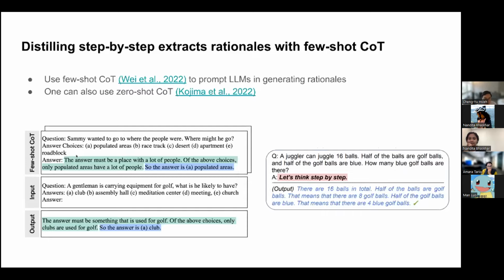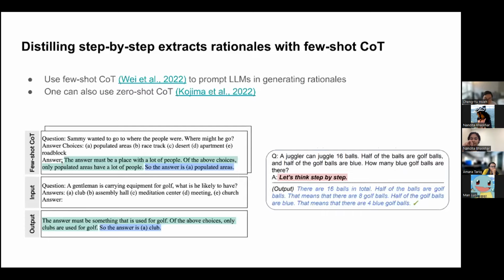And in addition to providing the answer, so the answer is populated areas, we'll also provide the rationales in the demonstration. So here we first provide: the answer must be a place with a lot of people. Of the above choices, only populated areas have a lot of people. So in the few-shot demonstration, we provide the rationale and the label. So given a new input question, a gentleman is carrying equipment for golf. What is he likely to have? The model can also follow the format of first providing the rationale.